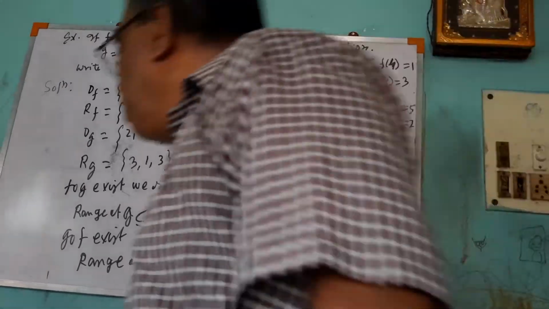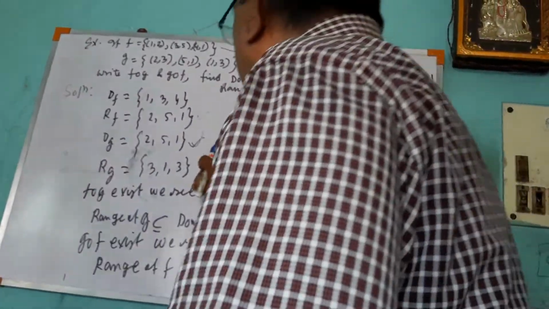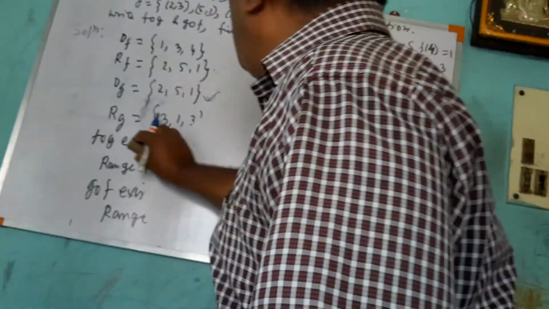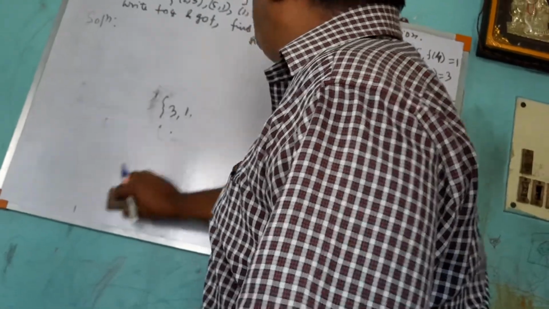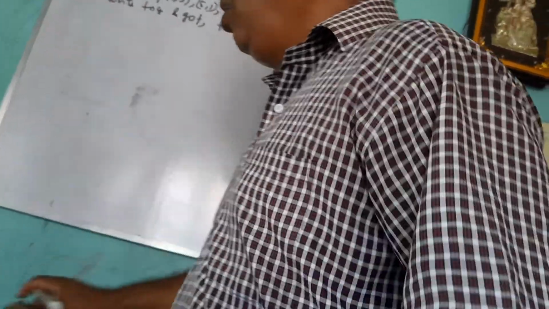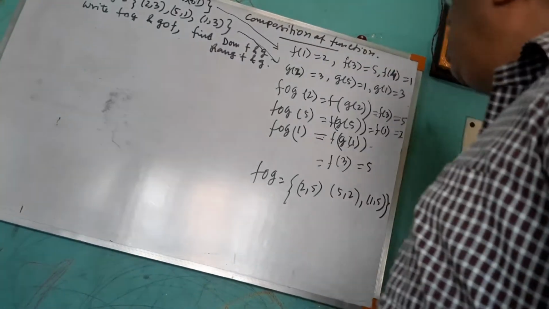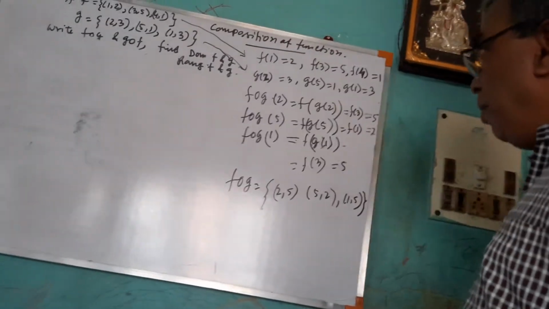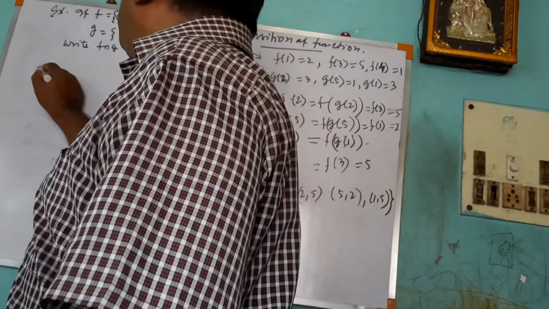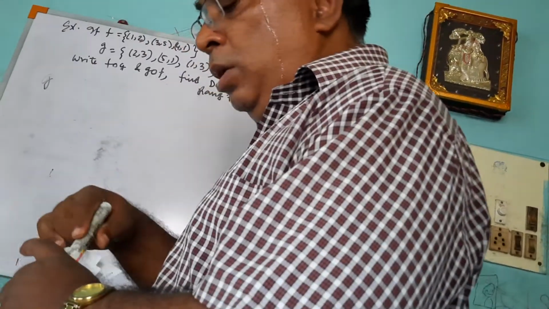Now GOF. Now I am finding GOF. GOF I am doing over here. You can see now GOF. Once again I will repeat, you don't worry. Okay. GOF.